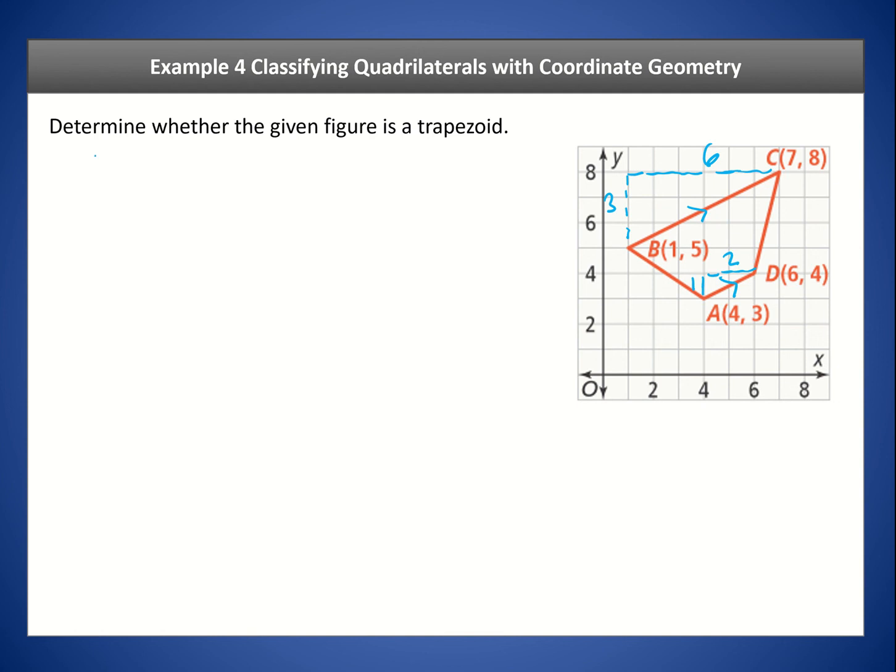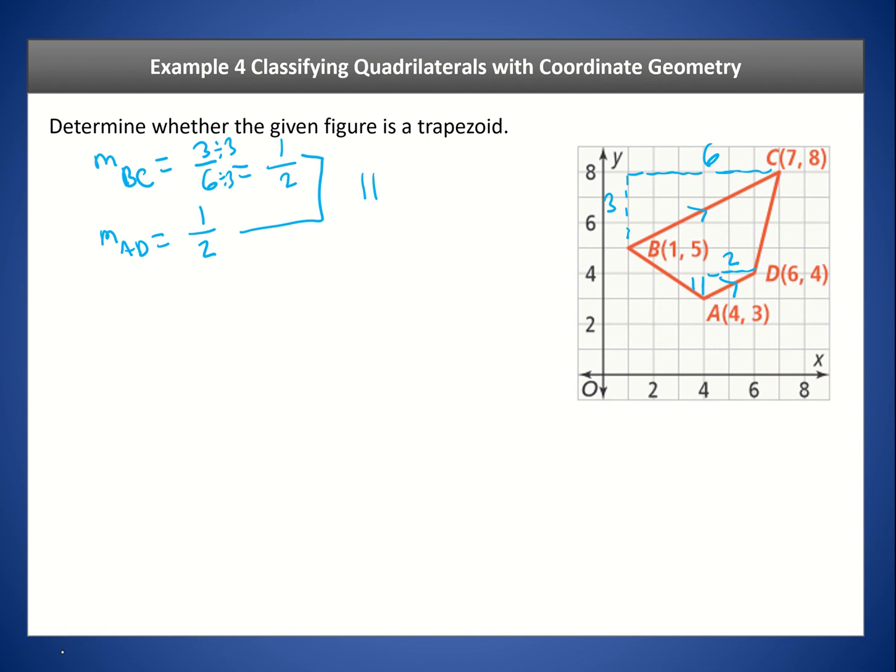Let's do BC. The slope of BC equals rise over run. Remember to reduce this by dividing by 3. You want to divide by the greatest common factor of both the numerator and denominator. So 3 divided by 3 is 1. 6 divided by 3 is 2. Let's do the slope of AD, which is rise over run. So these match up, which means that they're parallel. So that's a good thing.